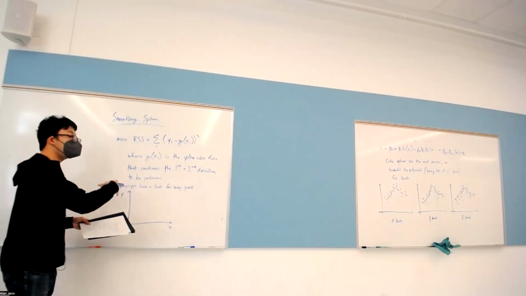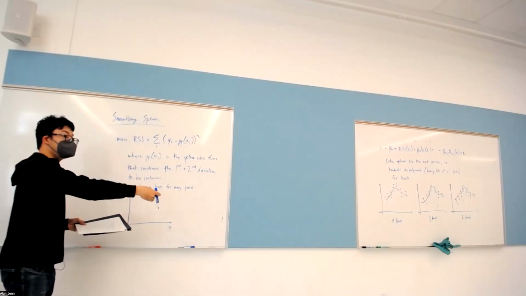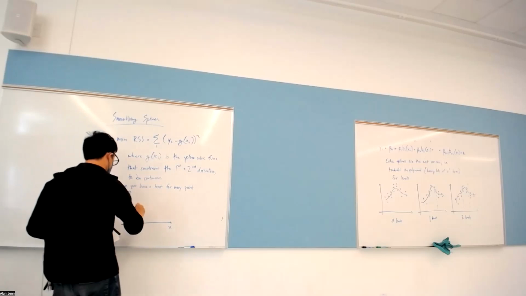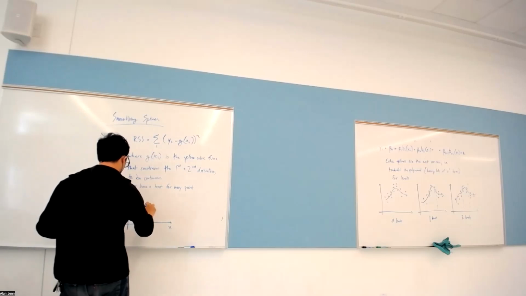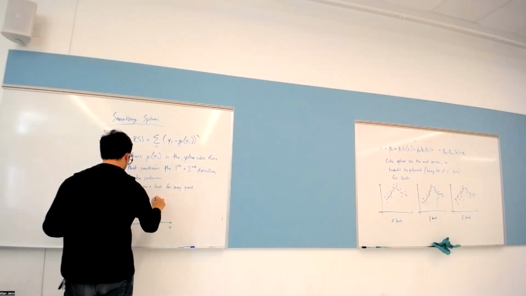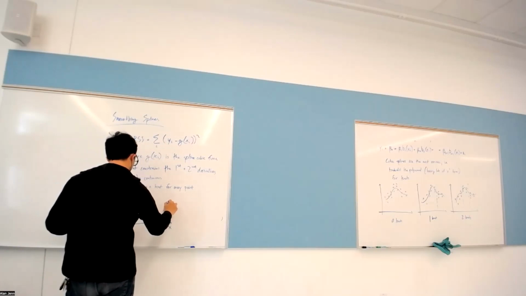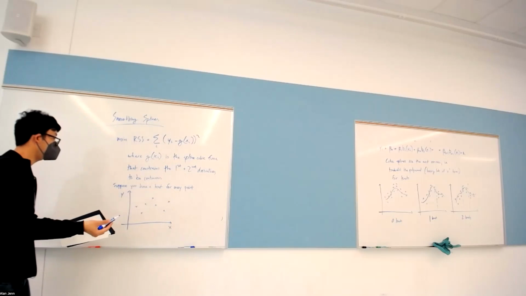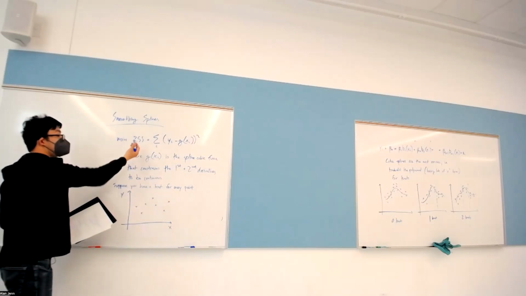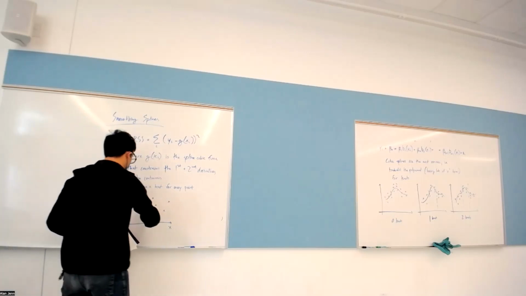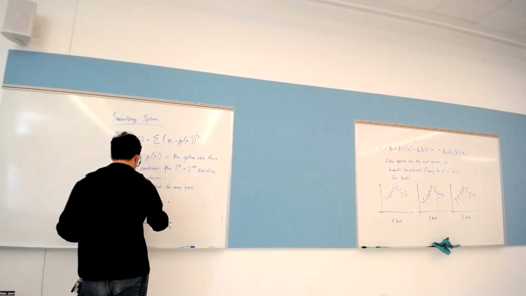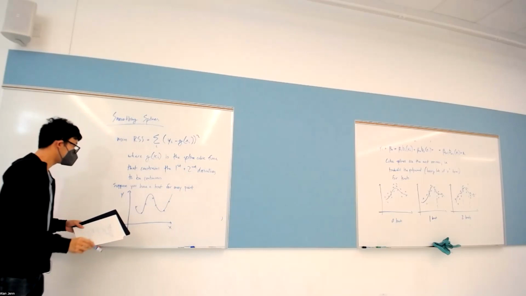So suppose we have a knot at every single point, then we could legitimately have an RSS of 0, right? By doing something like this.